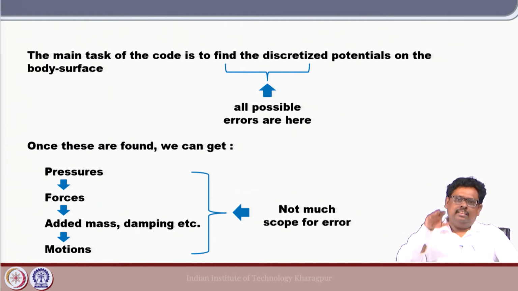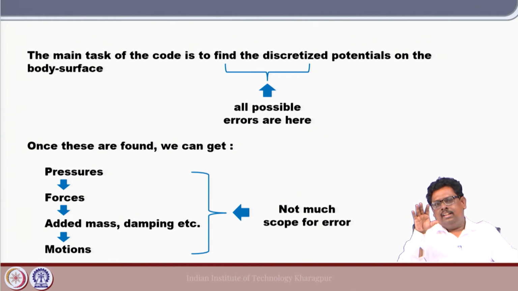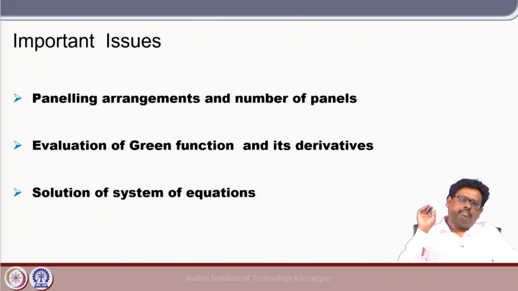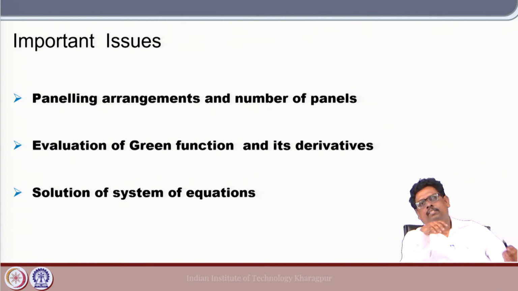So, these are the things; there is really not much scope of error. However, all possible error comes when we integrate the Green's function and the normal derivative, del g del n. Okay? Fine. So, the important issues here are the paneling arrangement and the number of panels.